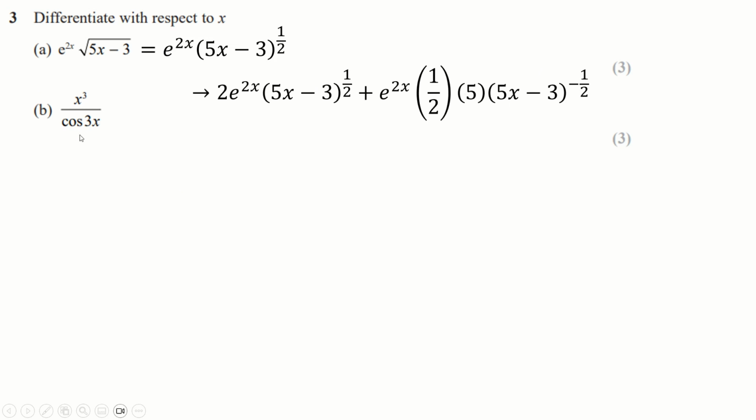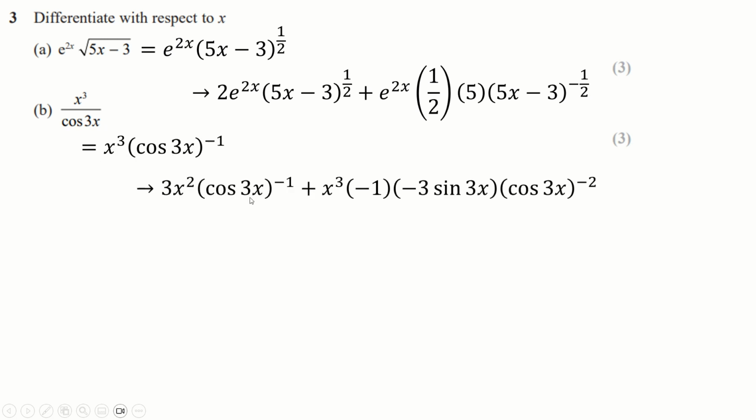This one you could do quotient rule, but you know that I won't. I'll just do this and do product rule again. So derivative of this is 3x squared, leave this one alone. And then leave this one alone, and the derivative of this is minus 1. Then put the minus 1 down. Derive this to 3 sine 3x with a minus, because cos differentiates to minus sine.